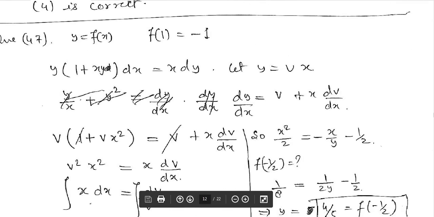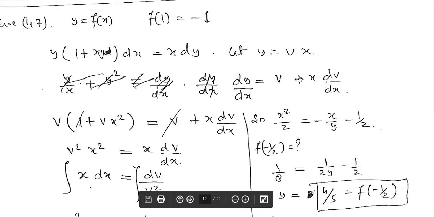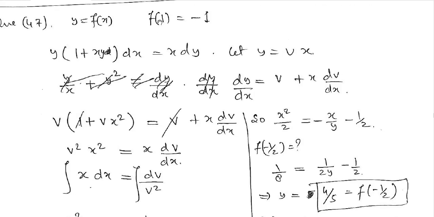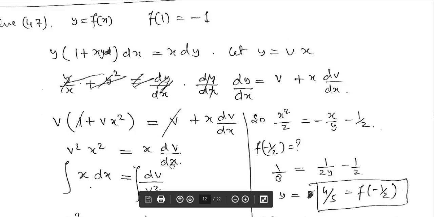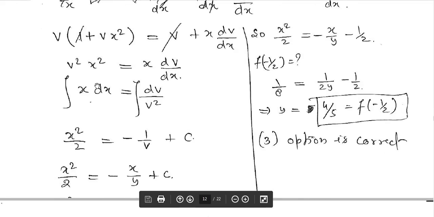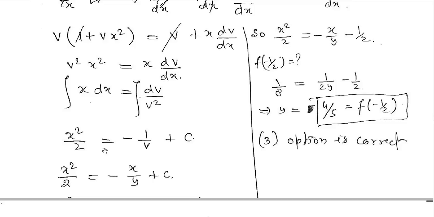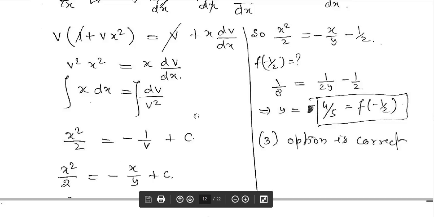In question number 47, again y equal to f(x), it is given f(1) equal to minus 1. This was the relation. What I did, we just put y equal to vx and differentiate. On applying this condition, y upon x equal to v, so it becomes v(1 + y), just replace y with vx, so we are getting vx squared, and it will easily be separable. It can easily be converted into separable form. And after solving this, we are getting this relation.